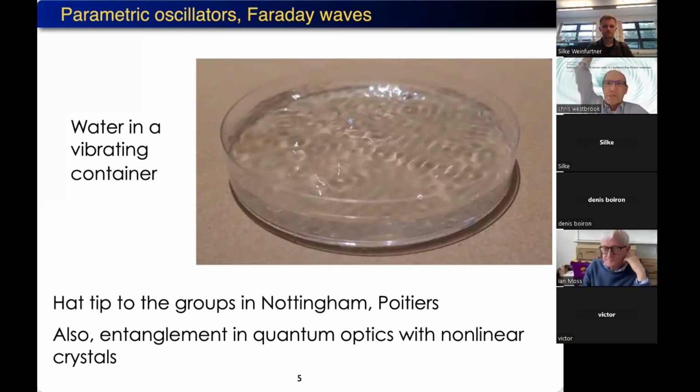And this is a really interesting topic, and I don't need to convince people in Nottingham, nor in Poitiers, that this is a really interesting thing to study, despite the fact that you're dealing with a classical fluid. There are a whole lot of interesting and pertinent effects that happen here that can be studied as well as in the Bose-Einstein condensate or the other systems that have been used.